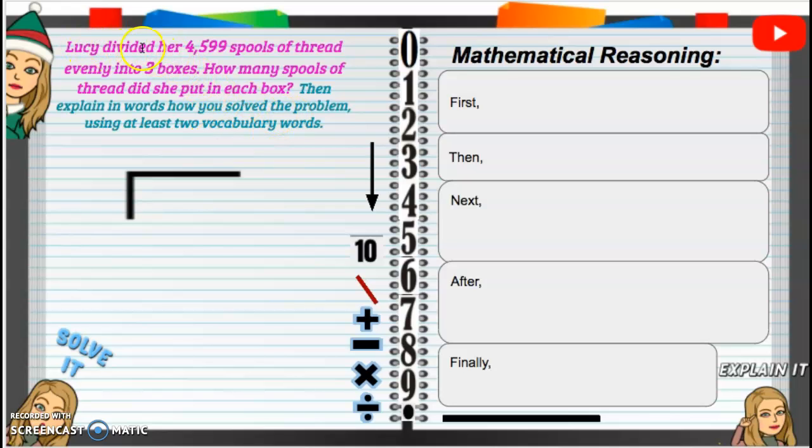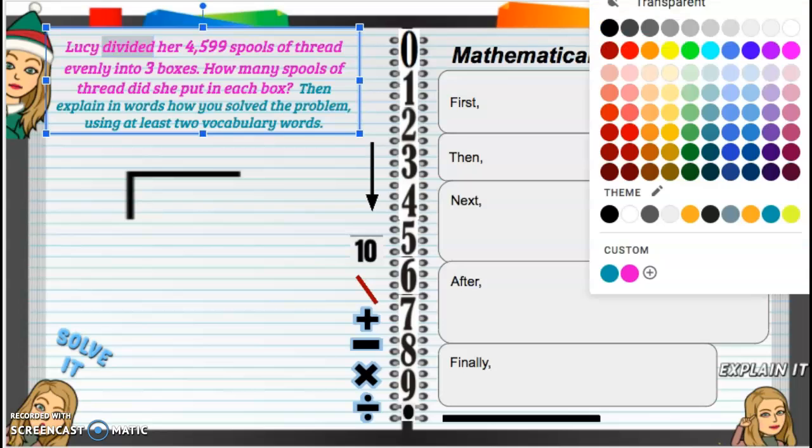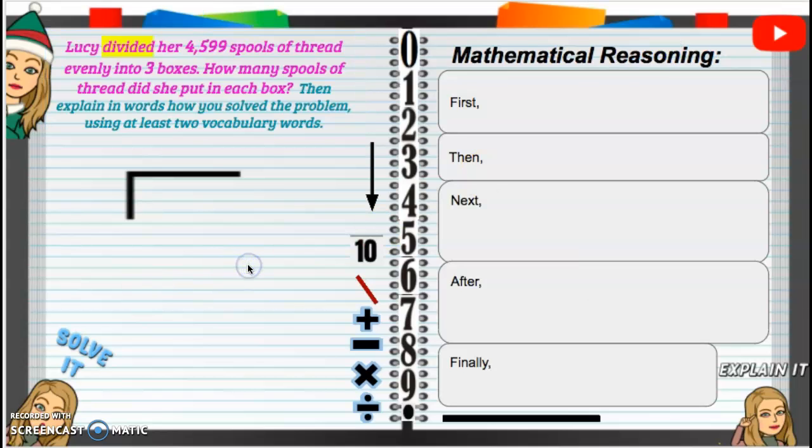All right, so she divided. So when she divided, that means we're going to divide too. All right, so when we divide, on the inside of our house as our dividend, we have 4,599, because that's what we're dividing. 4,599 divided by our divisor, which is 3, because she puts them into 3 boxes. So it's going to be 3 out here on the outside of our house, called our divisor.